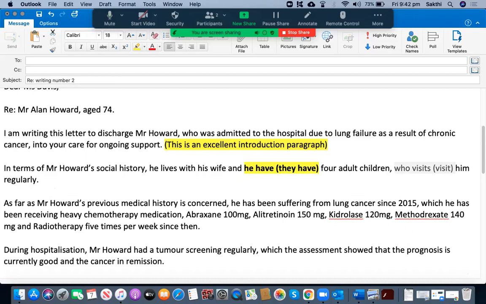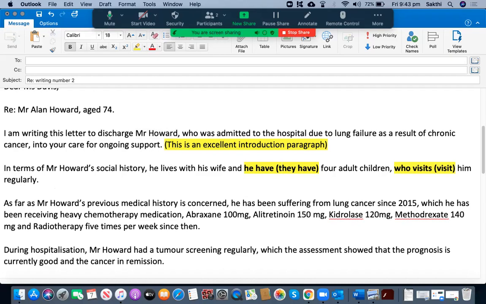Okay, so look at this one. I will tell you what I mean. Let me highlight this mistake first. See, for example, I'm writing this letter to discharge Mr. Howard, who requires. Okay, in that case, that requires needs to be used with Mr. Howard. The reason is that Mr. Howard is one person only. It's a singular noun. So he requires. Okay, that's correct. He visits.